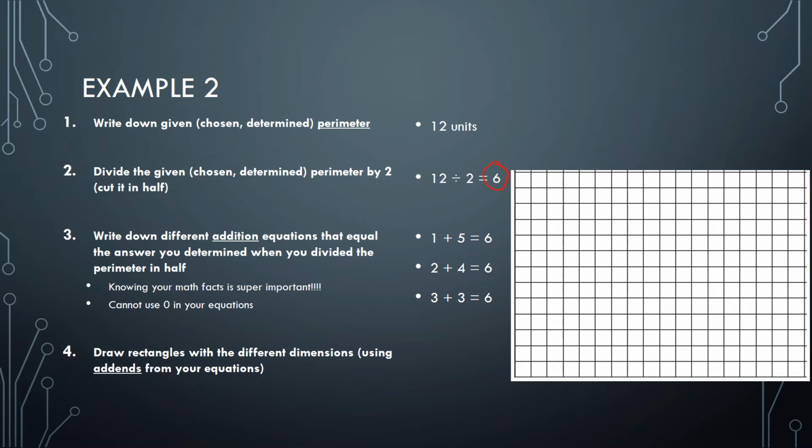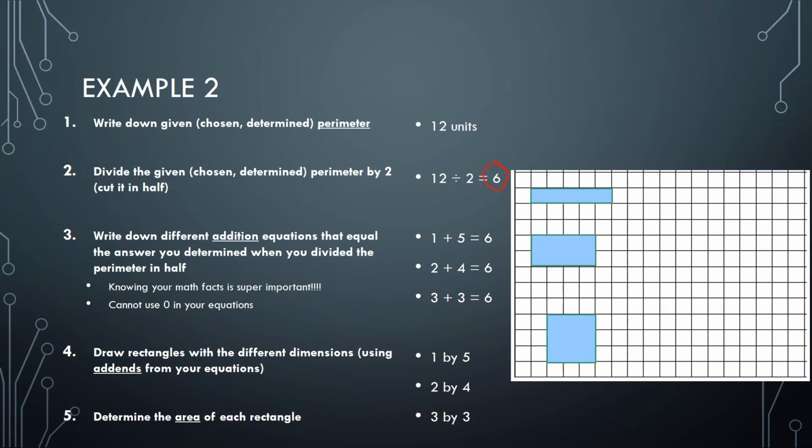So our first one, taking those add-ins, we have a 1 by 5, then we have a 2 by 4, and then we have a 3 by 3. And then we have to determine the area of each rectangle. So we have a 1 by 5, and we know area is length times width. So 1 times 5 is 5 units squared.